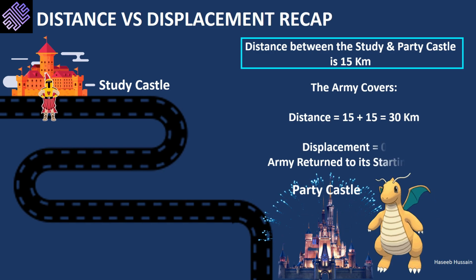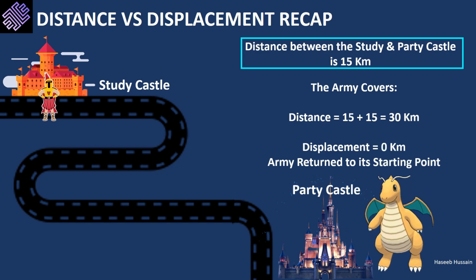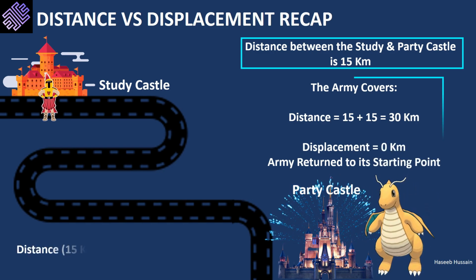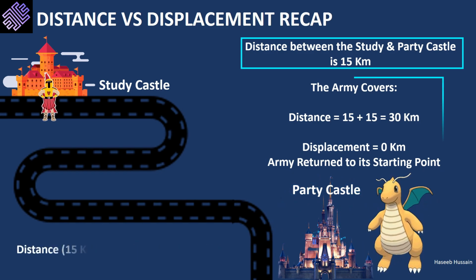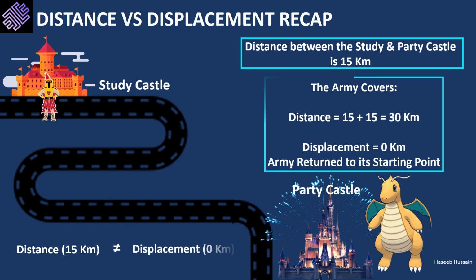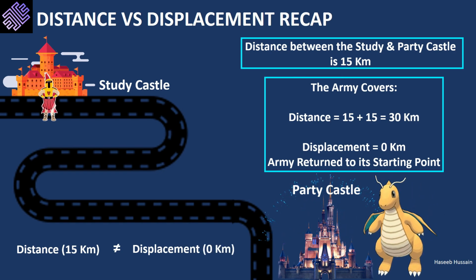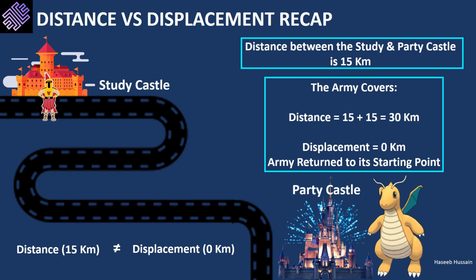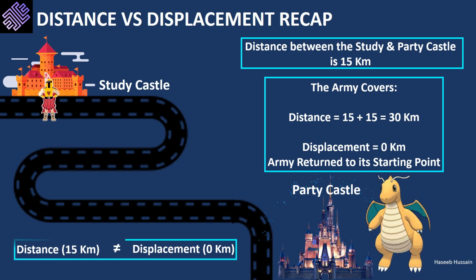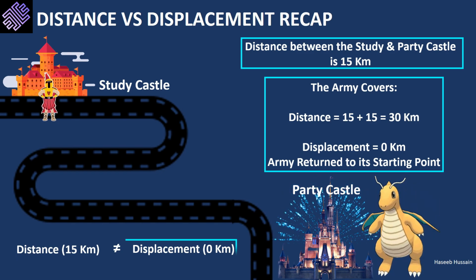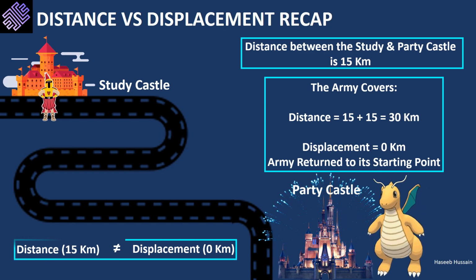As the army returned to its starting point, the shortest distance between the starting and ending point is zero. In other words, the displacement is zero, even though the distance covered is 30 kilometers. This shows that displacement is a vector quantity. Moreover, there are situations where distance and displacement are not equal, especially in the case of circular tracks.